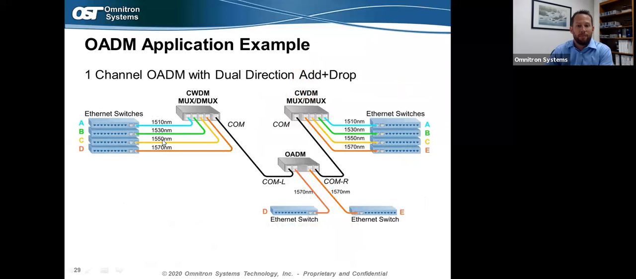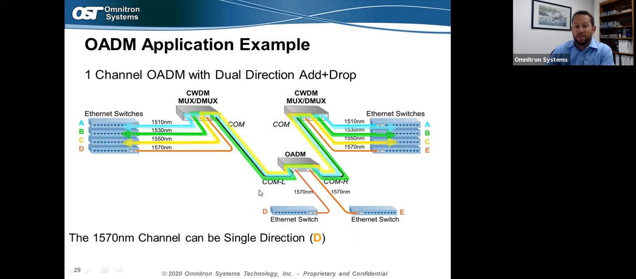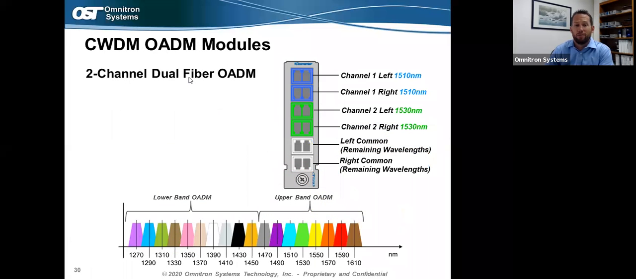So just showing how this add drop mux works again. In this case, it can be a single direction or a dual direction. So all that data coming on channel 1570 here out to this location is being dropped off with our add drop multiplexer to Ethernet switch D in a single direction. But again, you can also drop off in multiple directions to switch E here with that same wavelength at the same location. On a 2-channel mux, very similar concept here, where you have the 2 channels that you want to drop off at that location selected.